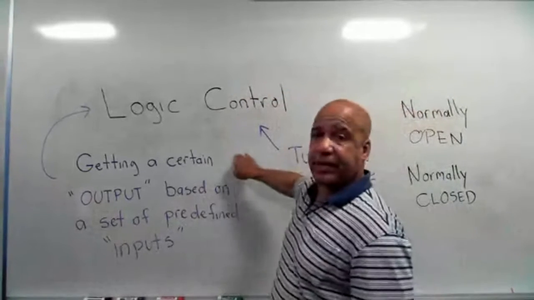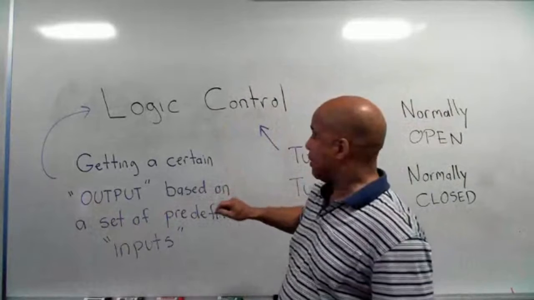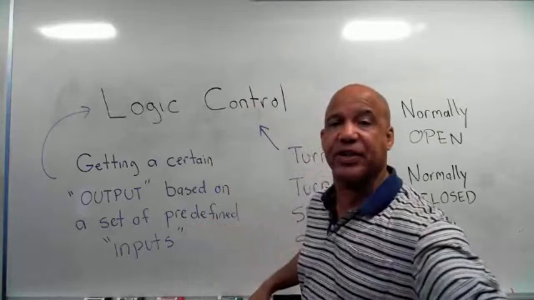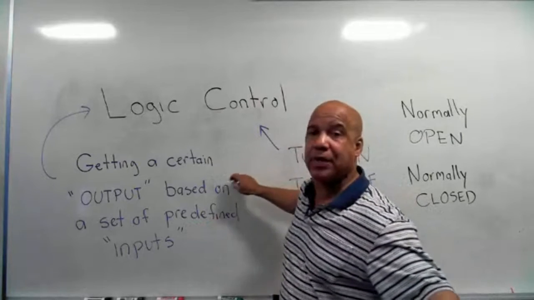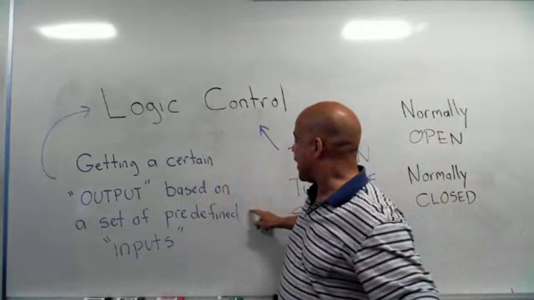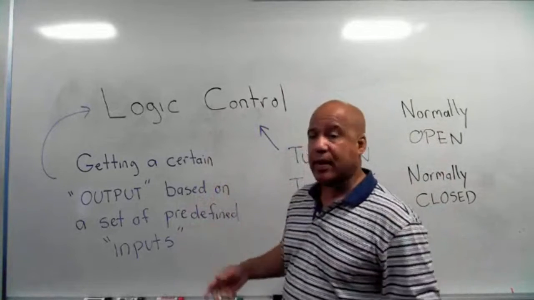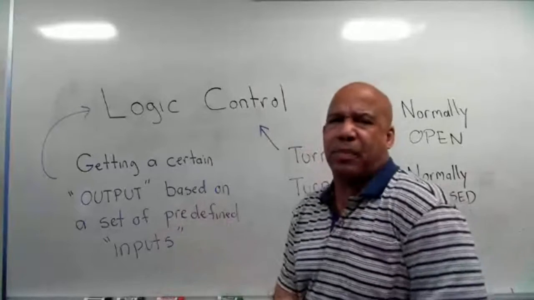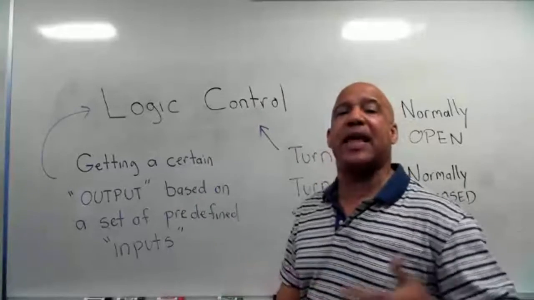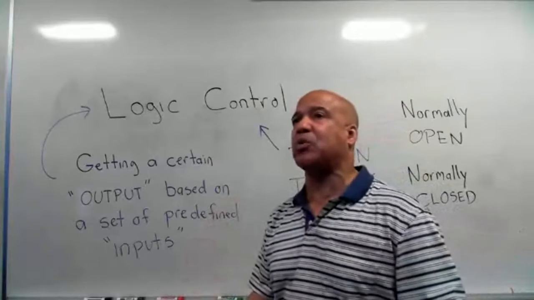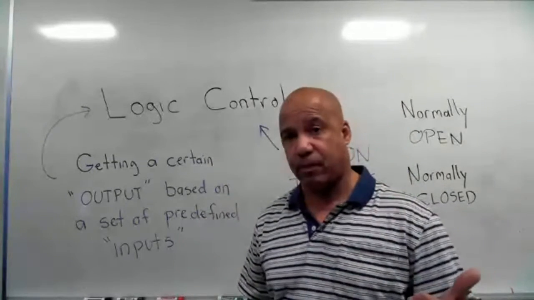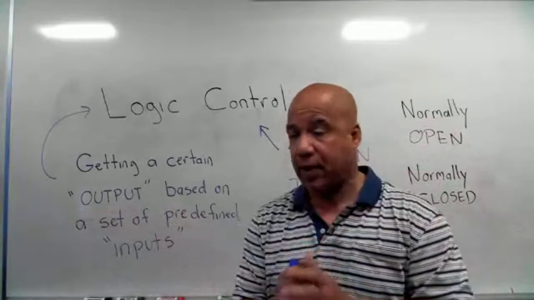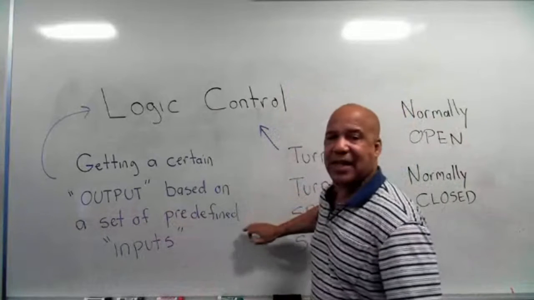So logic: getting a certain output condition based on a set of, and this is important, predefined input conditions. These are electrical terms, outputs and inputs. I want to talk about what we mean by an output and an input. Typically, an input is a signal that comes from something called a switch or a sensor. In this class, we deal with switches and sensors, and I want to talk about the difference between the two. And then the output, what is an output?